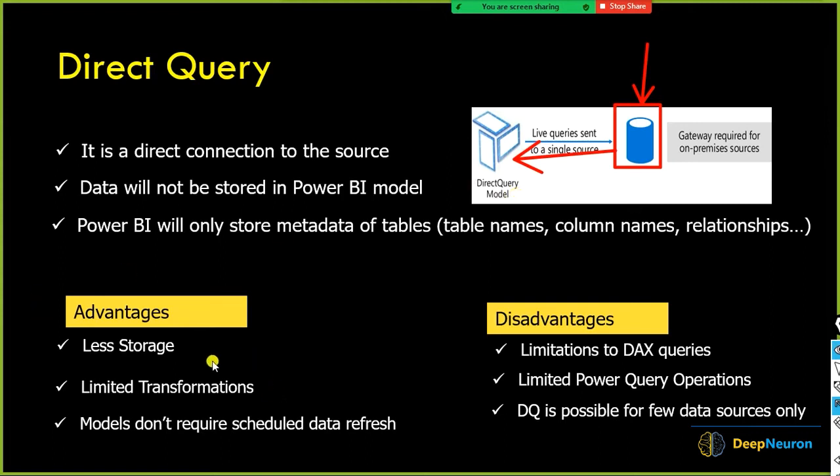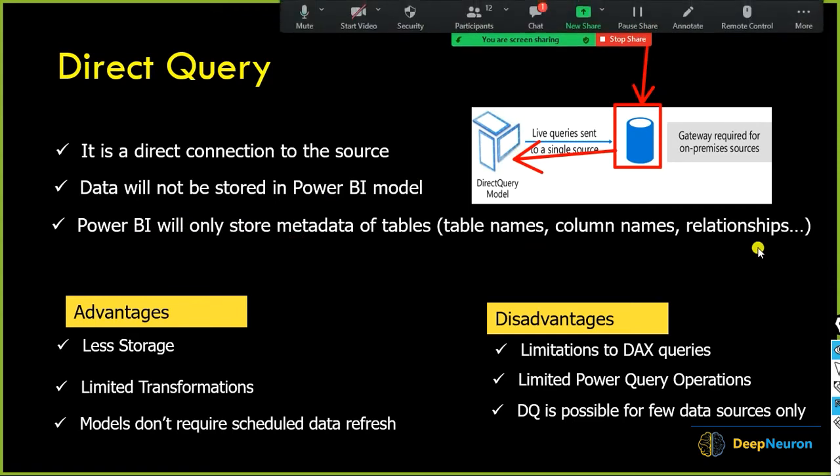The advantage here is, obviously, it requires less storage. In your Power BI desktop, you don't have to download the data, hence it doesn't require disk and memory space. And in the case of direct query, it will only store the metadata of tables: the table names, column names, and relationships also it stores here.